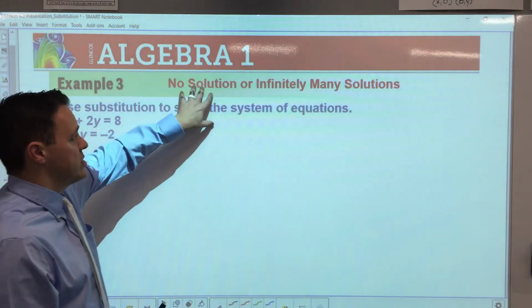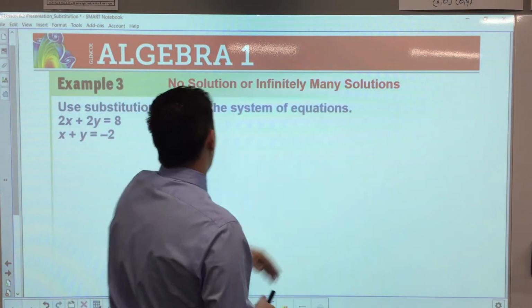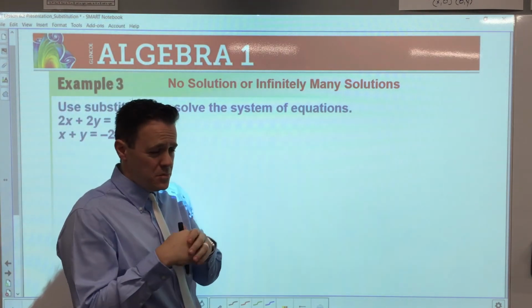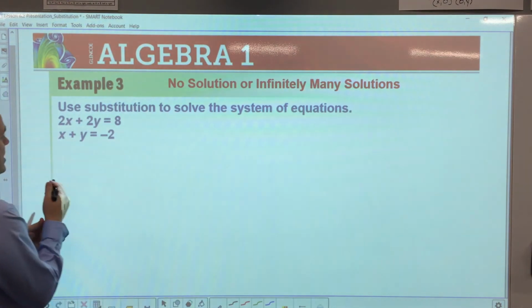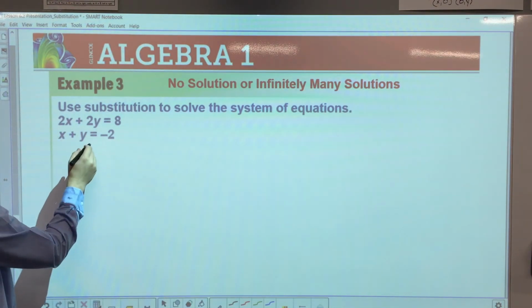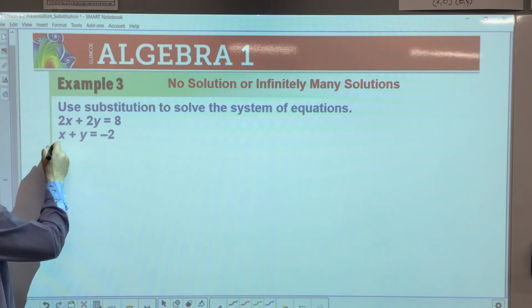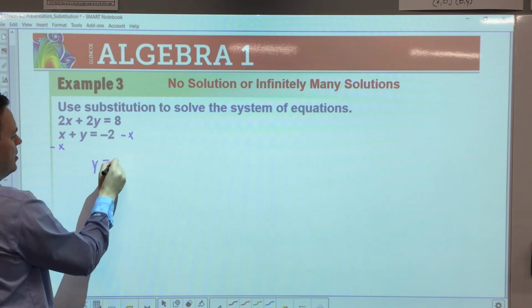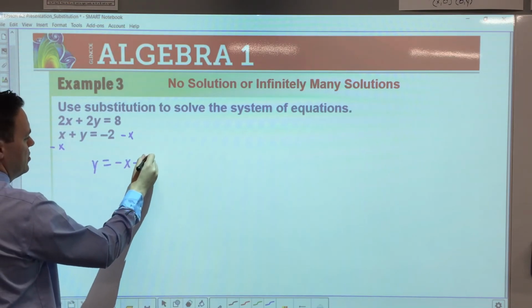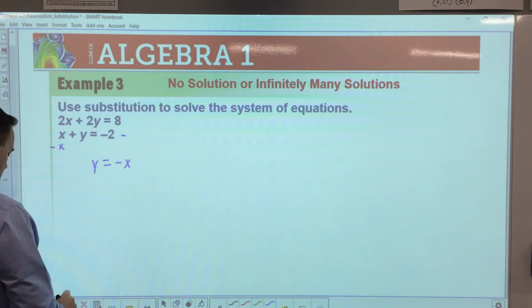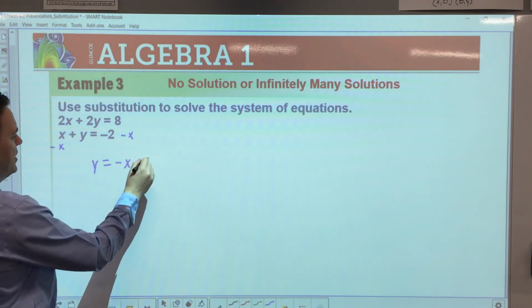Same setup, but now we're talking about no solution, infinite, or many. So here's what I want to make sure you guys do with this one. Let's simplify this up real quick. So we have two values here. It doesn't matter which one we're going to do. I'll go negative x just because we're all used to y. Negative x minus 2. Here's my setup.